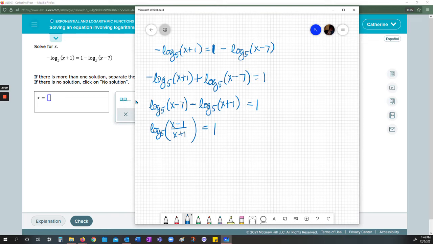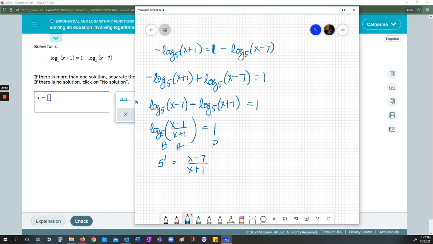And so we're going to use the definition of a logarithm. The base of the log becomes the base of the exponent, and the log is equal to the exponent, right? Or you can think BAP, base answer power. So 5 to the 1 is equal to the stuff inside the log. I guess A could also stand for argument, right? What goes into the log. Anyway, sorry. Okay, so 5 to the 1 is equal to x minus 7 over x plus 1. And it doesn't matter which side of the equals you put these on. So now 5 is equal to x minus 7 over x plus 1.